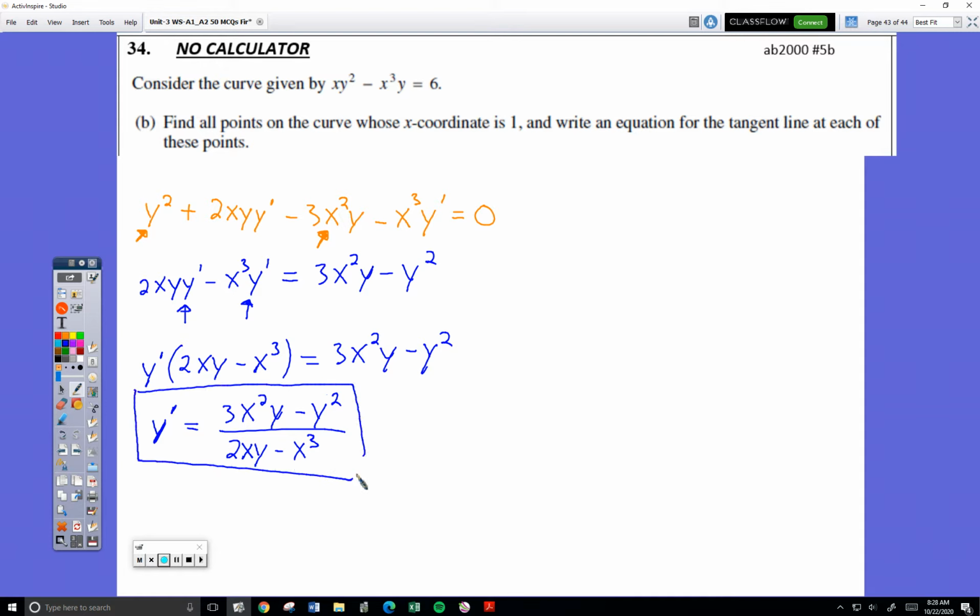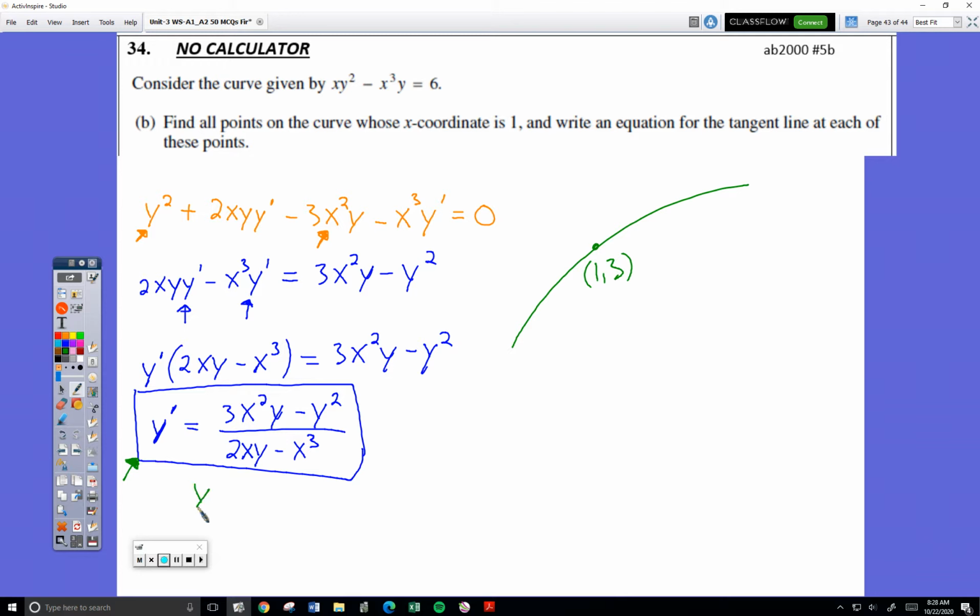This is the equation I can use to find the slope at any point on the curve. I already know a point on the curve is 1, 3. I now can use this equation over here to find the slope at any point on that curve. I need the slope at 1, 3. So I use this equation to go find the slope at 1, 3.